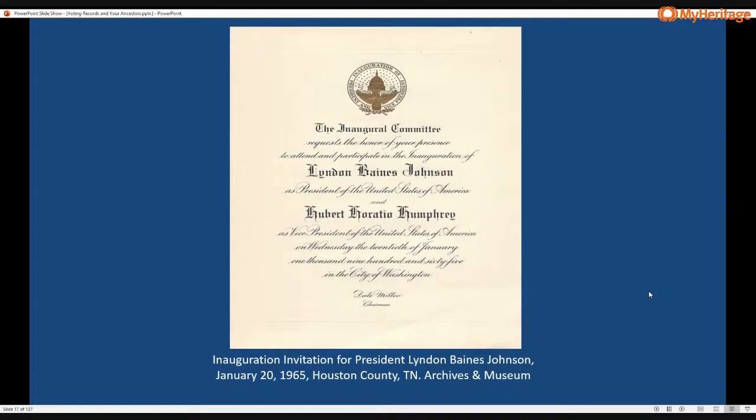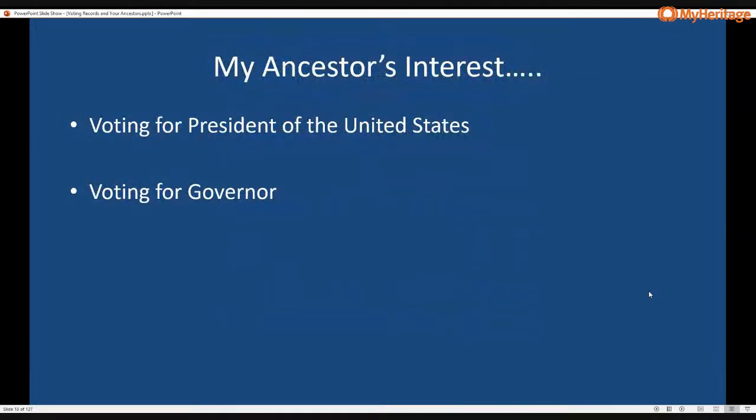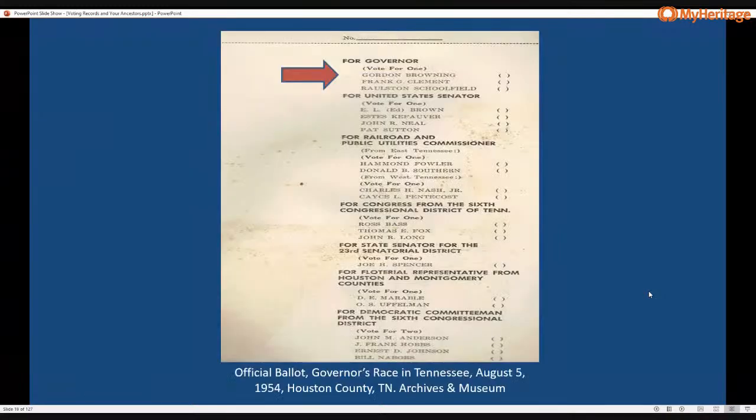So maybe your ancestor attended the inauguration of a past United States president or another dignitary in another country, and you have those records. Maybe they voted for governor of a particular state or a particular country. Here is an official ballot that we have for the Tennessee governor's race from 1954. These records are great when you're trying to figure out who was the leader of a particular country or a particular state in the United States when your ancestors were living.